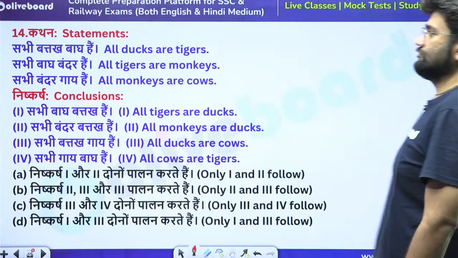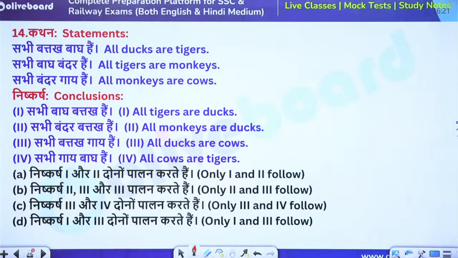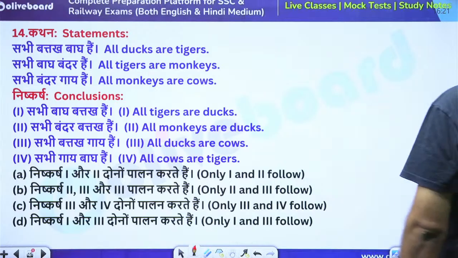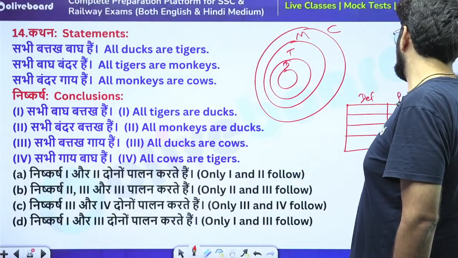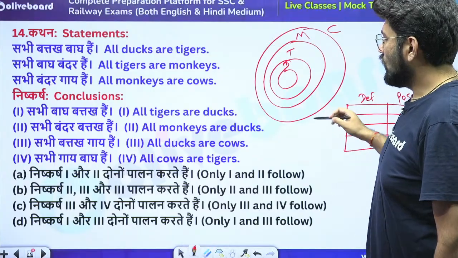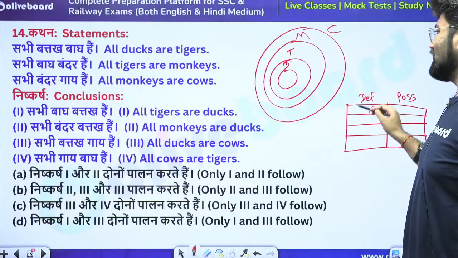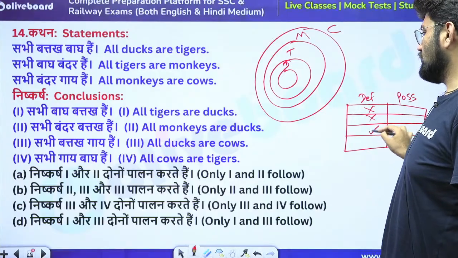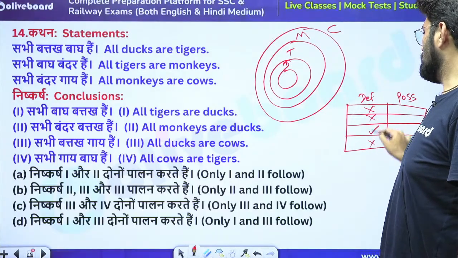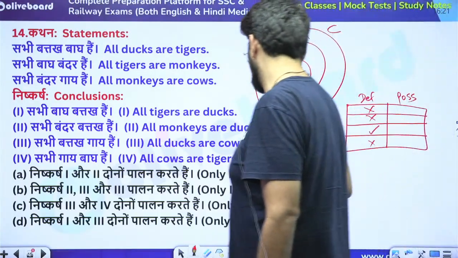Next. This is definite, this is possibility. Okay. All tigers are ducks? No. All monkeys are ducks? No. All ducks are cows? Yes. All cows are tigers? No. So only conclusion 3 follows.